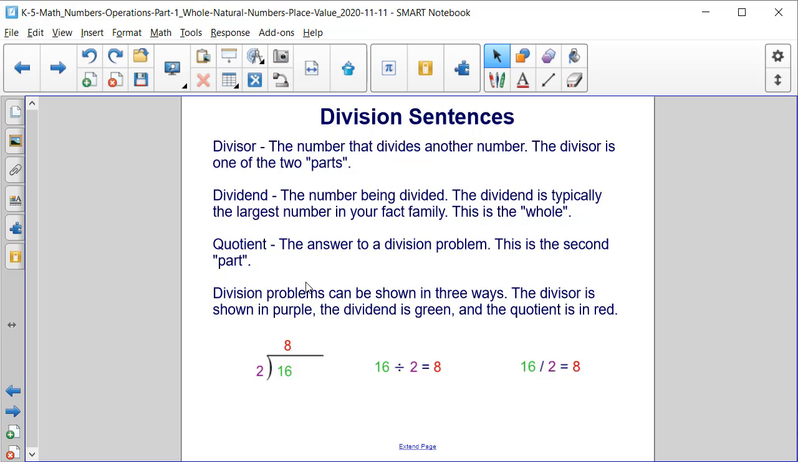And division problems or sentences can be shown in 3 ways. The divisor is shown in purple in each one. The dividend is in green, and the quotient is in red. So 16 can be divided by 2 to give us 8. And again, it's read as 16 divided by 2 is equal to 8. And a fraction bar is also considered to be division, so that's what this last one represents. 16 divided by, using the fraction bar, 2 is equal to 8.